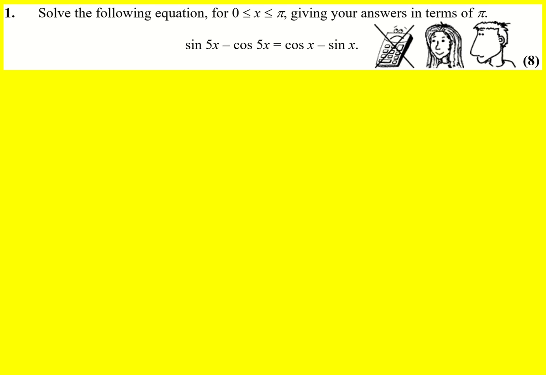We are straight into some awkward trig here. We've got sine 5x and we've got sine x, cos 5x and cos x. Well, I'm just going to write down the addition formula to start with. That seems like a good starting point, including plus or minus.